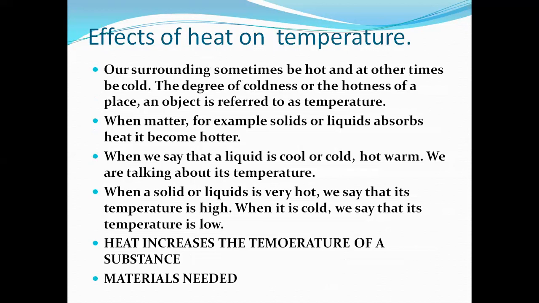So let us go to the effects of heat on temperature. Our surroundings sometimes are hot and at other times are cold. The degree of hotness or coldness of a place or an object is referred to as temperature. Temperature is the hotness or coldness of a place or an object. When matter, for example solids or liquids, absorbs heat, it becomes hotter. When we say that a liquid is cold or hot or warm, we are talking about its temperature.